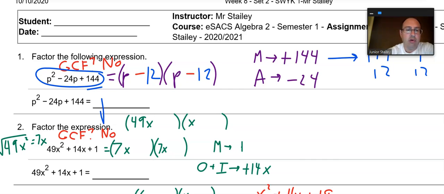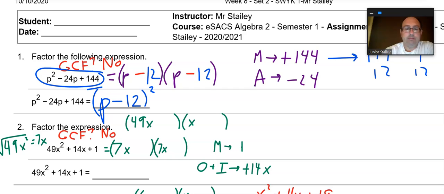Now, why do they call it a perfect square trinomial? Because it is a perfect square. Now, it's trinomial because it's got 3 terms in it. But you can write it as a perfect square. That's something that's very useful when we come to solving equations, which will be in our next SWYK.